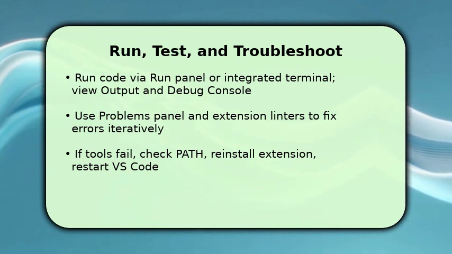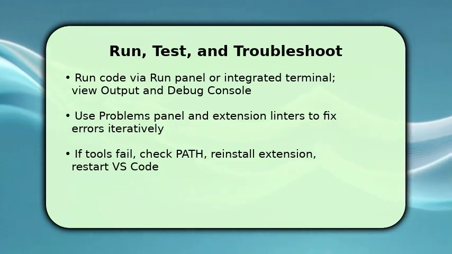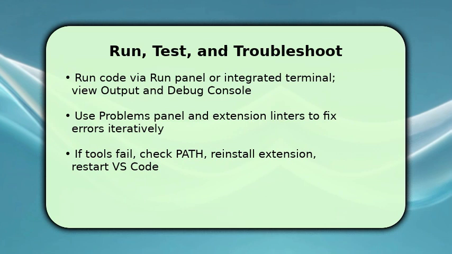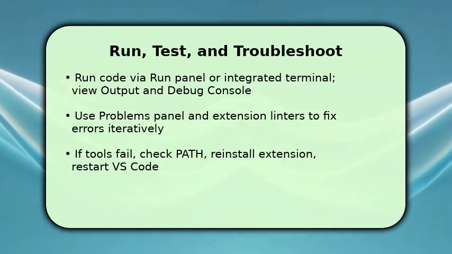If something goes wrong, first check that your toolchain is on PATH, then try reinstalling the extension or restarting VS Code. If the debugger won't attach, recheck launch.json and the running process. These checks resolve most problems quickly.